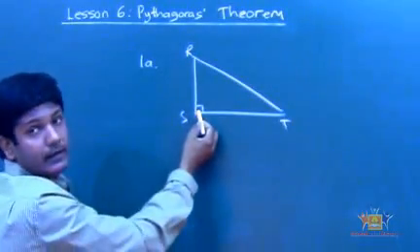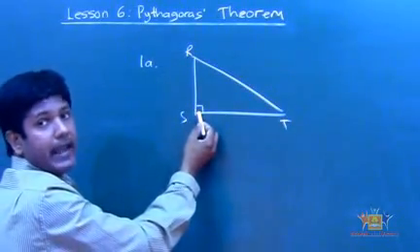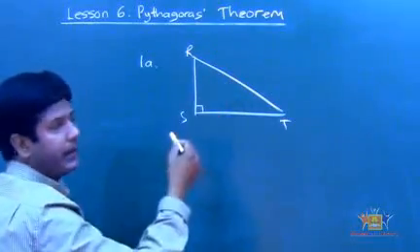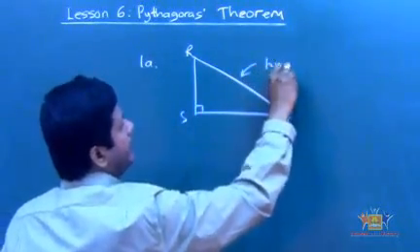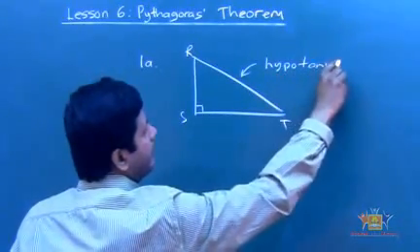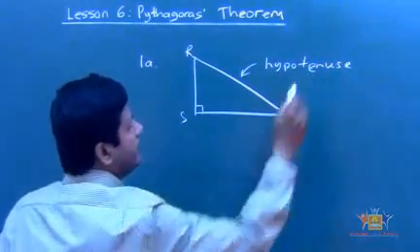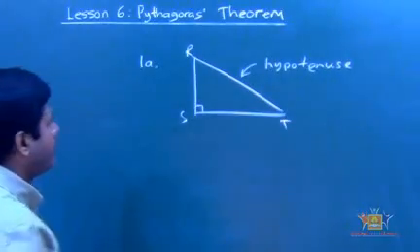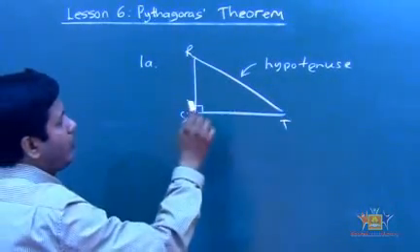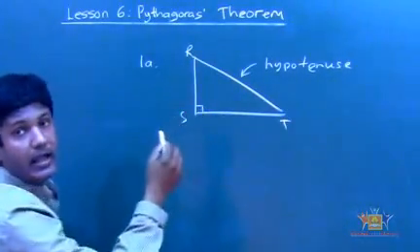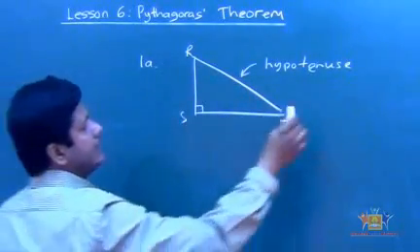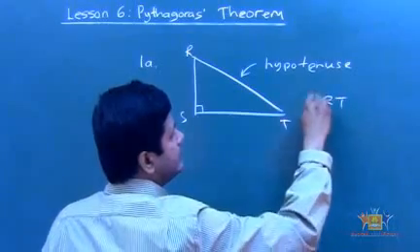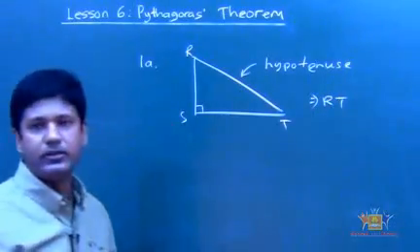Always the opposite of the right angle, alright? Opposite of the right angle, okay? So in this case, that is the hypotenuse, okay? Keep in mind, that is the hypotenuse. So how do we identify that? One way of doing it is, the longest line will always be the opposite of the right angle. See that? The opposite, okay? So RT is the hypotenuse, alright?